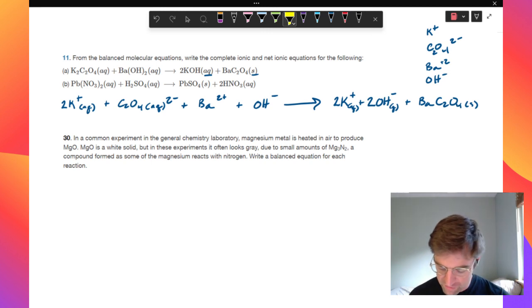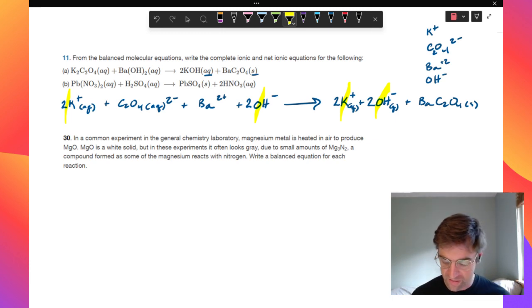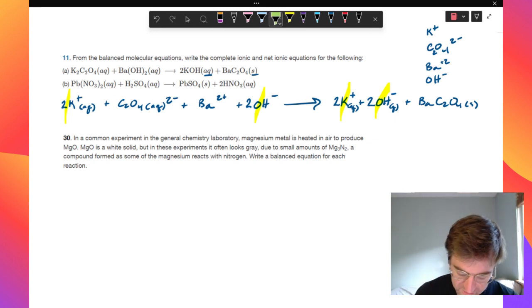What changed from left to right. Our potassium looks the same. Our hydroxide, does our hydroxide look the same? Our hydroxide does look the same. I needed to put a coefficient there as well. So we can really just rule those out. We don't even need to think about them. The ones that did change, I'm going to do these in green, are barium compounds here. These all changed.